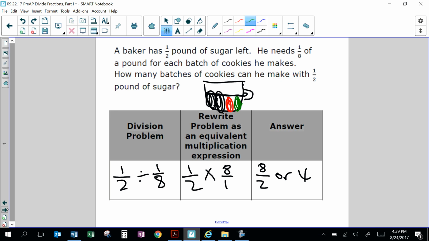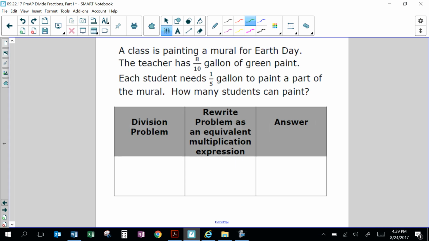Next one. A class is painting a mural for Earth Day. The teacher has 8/10 gallon of green paint. That's what the teacher is starting with. Each student needs 1/5 gallon to paint a part of the mural. How many students can paint? So you have all this paint right here. This student took 1/5 of it. This student took 1/5 of it. So we're dividing it into smaller groups.